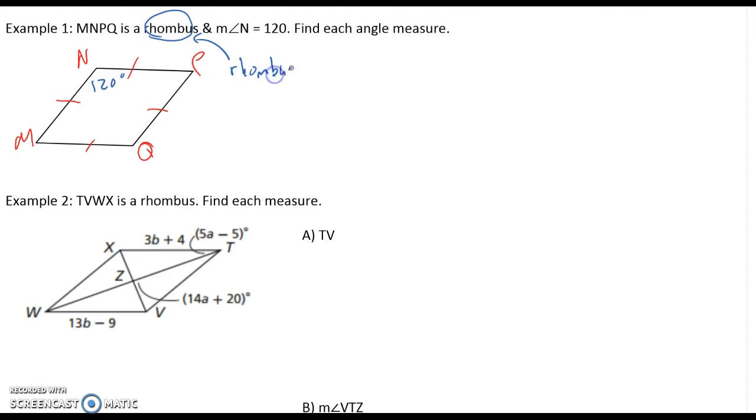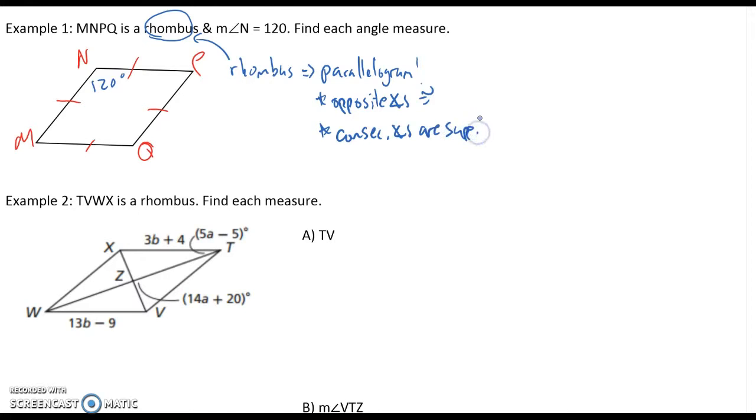A rhombus is also a parallelogram. So think about what you know about angles in a parallelogram. One, your opposite angles are congruent, and two, your consecutive angles are supplementary. So we can use that.